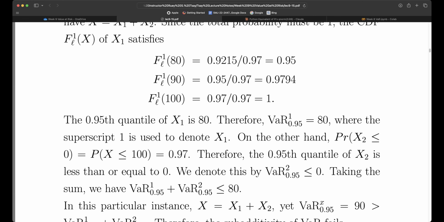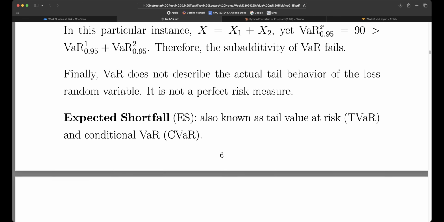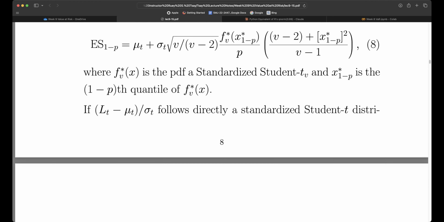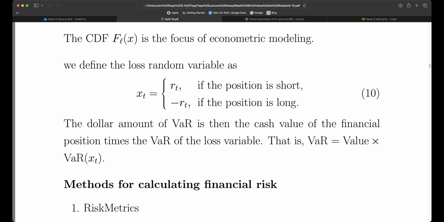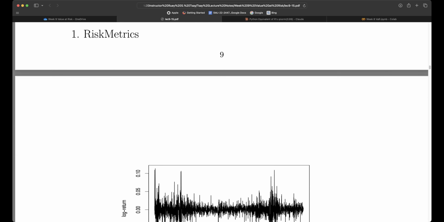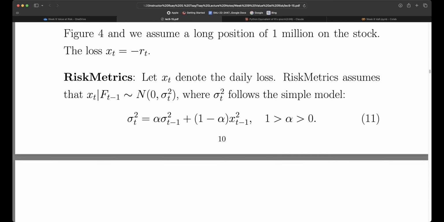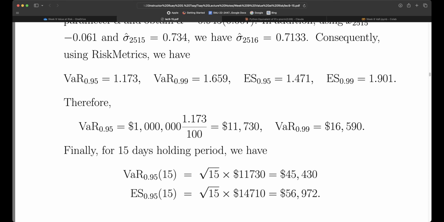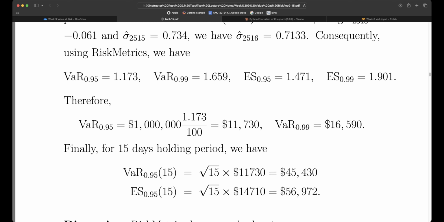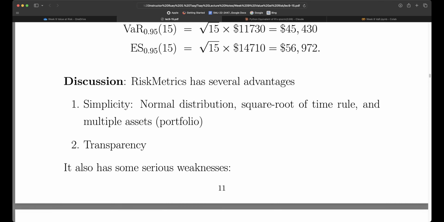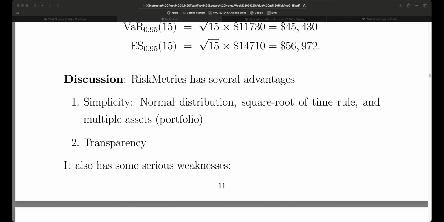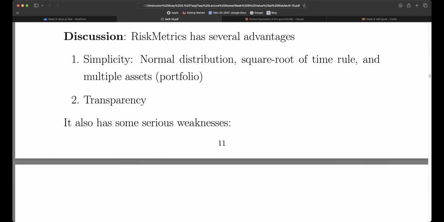In a practical way, we don't know what the expected return would be for, for example, the next 15 days. It is hard to estimate. And the daily expected return is almost close to zero, so we simply assume it is zero in risk management. We are slightly conservative. This RiskMetrics approach has several advantages. First, it is very simple: we assume normal distribution and the square root of time rule, simply multiplying by the root, and it handles multiple-asset portfolios, with transparency.